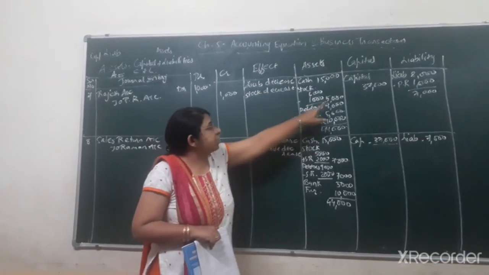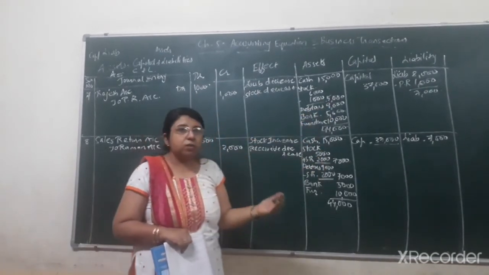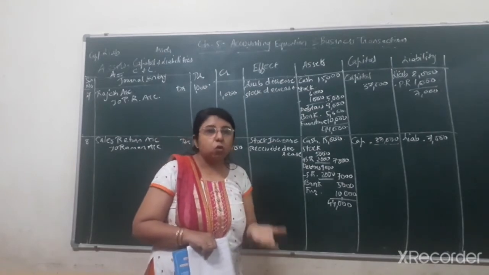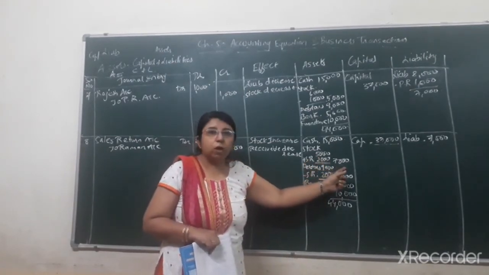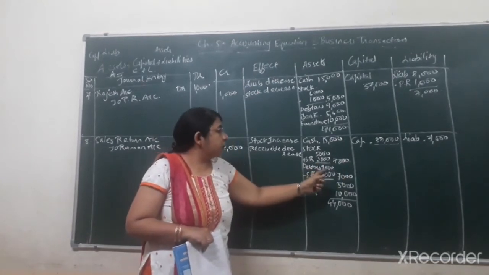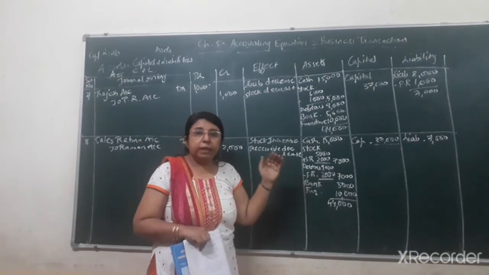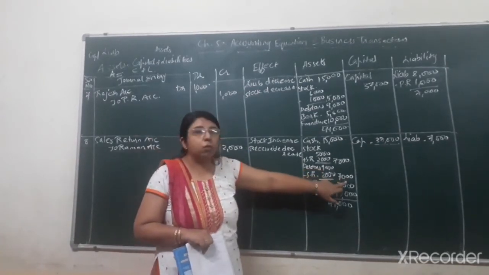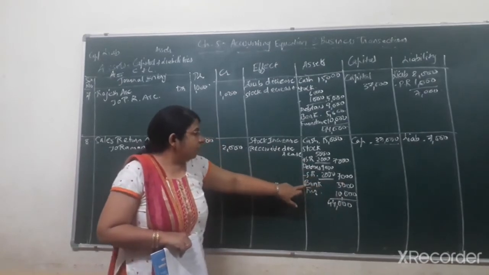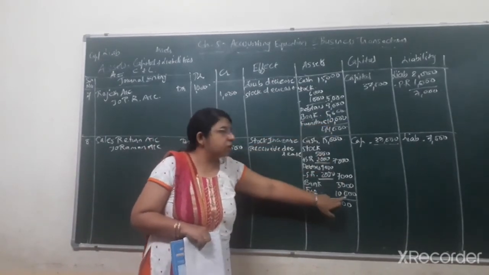Stock was previously 5,000. Due to sales return, stock has come back into the firm, so stock will be increased by rupees 2,000. So 5,000 plus 2,000 will come to 7,000. Debtors was previously 9,000. Now due to sales return, the debtors will be decreased by rupees 2,000. So 9,000 minus 2,000 will come to 7,000. Bank balance as it is, that is 5,000, and furniture also as it is, that is 10,000.